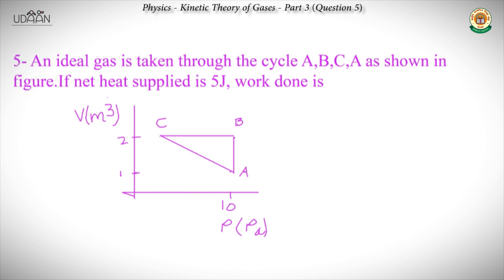Let's have a look at question number 5. It says an ideal gas is taken through the cycle A to B to C to A as shown in the figure. If the net heat supplied is 5 joules, what is the work done by the system?